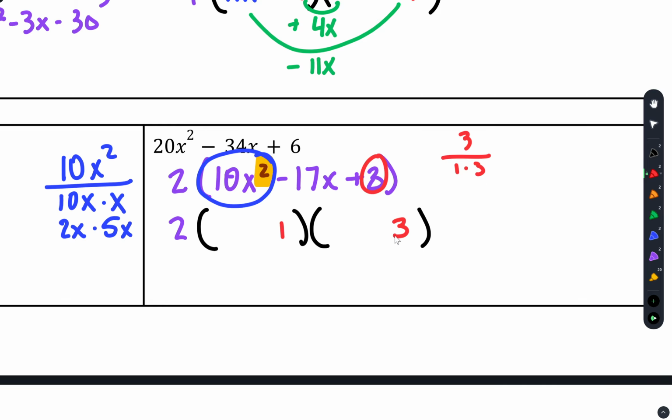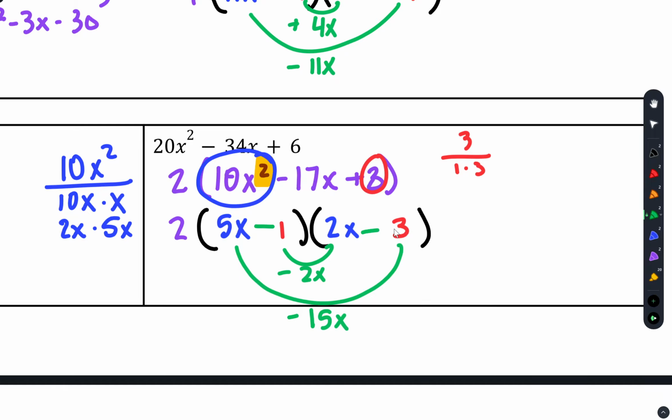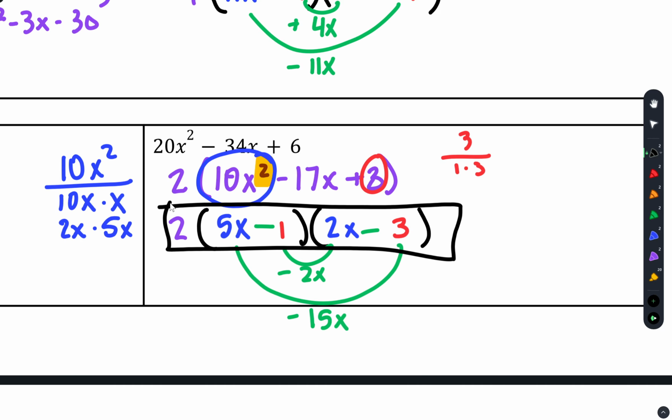So let's start with the one that's obvious. I know 1 and 3 goes in there. Then what are we putting together to get to 17? We check. Both negatives. And we double check all of my signs match up, which it looks like they do. So there's my answer. Any questions on this?